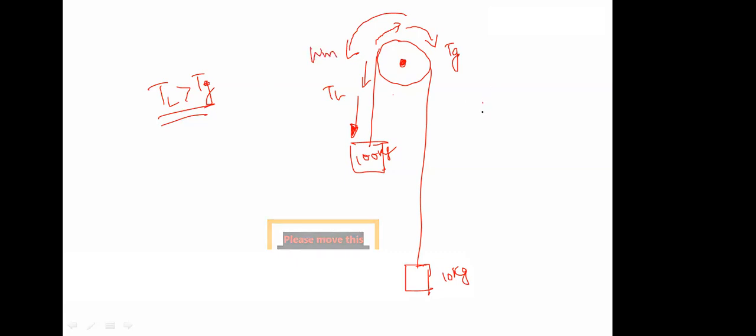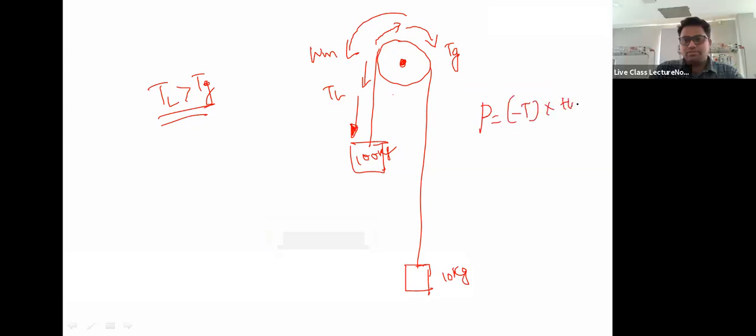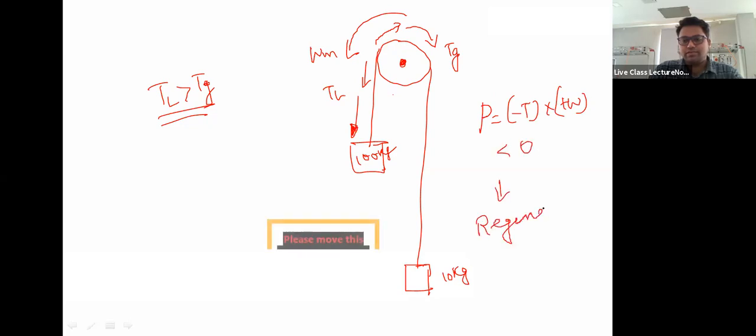So power is negative torque into positive speed. So that becomes less than 0. That obviously is regenerative braking. So just feel the thing. Whenever you are on the fourth floor and you are trying to bring up the empty lift, you are actually making the lift go into regenerative braking mode. Got it?